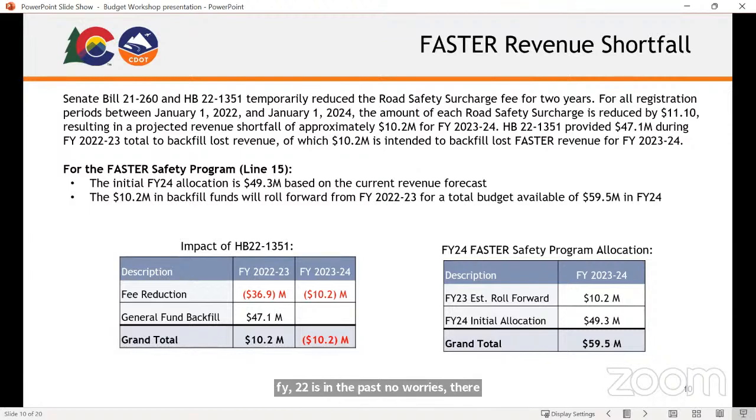In FY23, this reduction caused a shortfall of $36.9 million, and we did receive a general fund backfill that covered that in FY23. And we have $10.2 million left over that we're planning to roll forward into 24 to help us out, because we know we'll be short because of the fee reduction. So that will bring us an extra $10.2 million in 24. Based on our revenue forecast for FASTER, we have an initial allocation of $49.3 million. So those two combined give us a FASTER program of $59.5 million. Next slide.